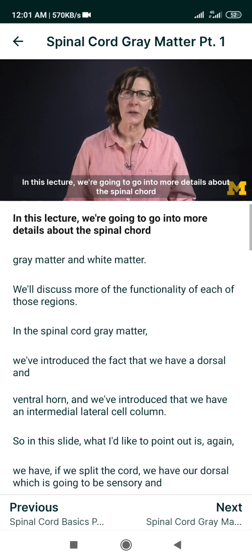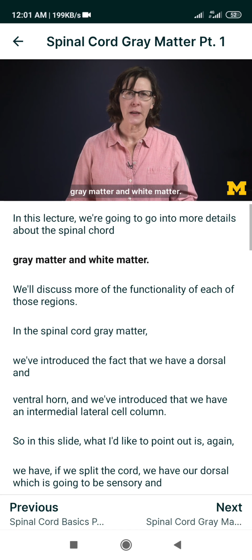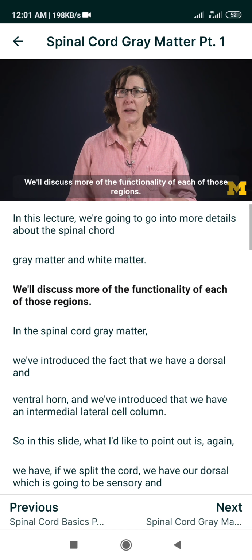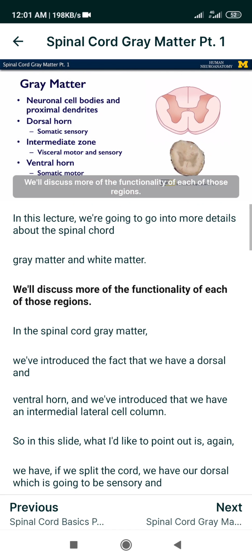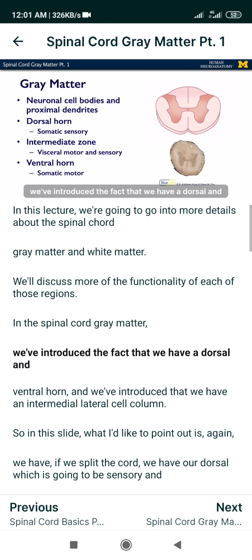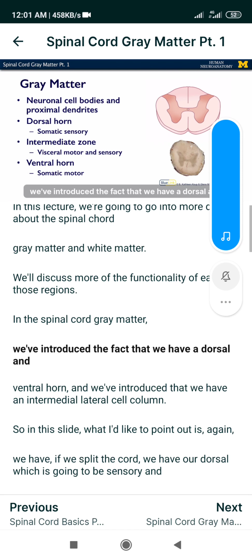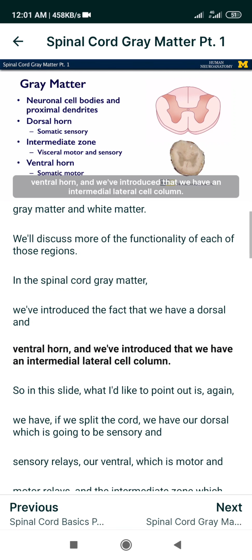In this lecture, we're going to go into more details about the spinal cord gray matter and white matter. We'll discuss more of the functionality of each of those regions. In the spinal cord gray matter, we've introduced the fact that we have a dorsal and a ventral horn, and we've introduced that we have an intermediolateral cell column.